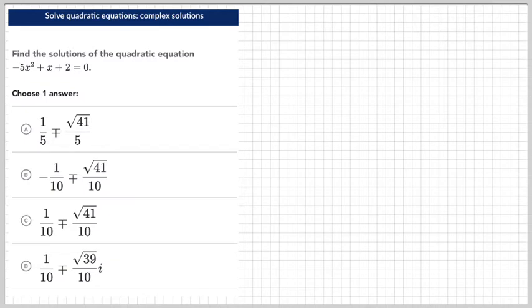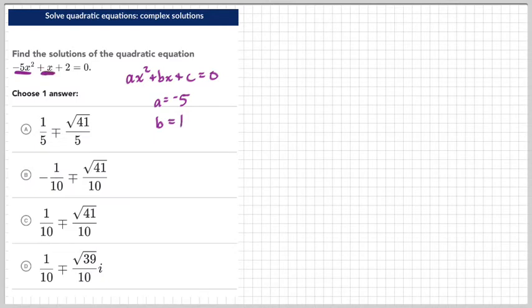The standard form, the polynomial standard form, is ax squared plus bx plus c equals 0. Okay, so the a is next to the x squared. So what's my a equal? A equals negative 5. And you can see that because it's next to the x squared. What does the b equal? B is next to the x. So what number is that? What's next to the x there?